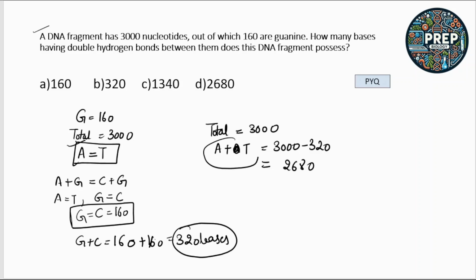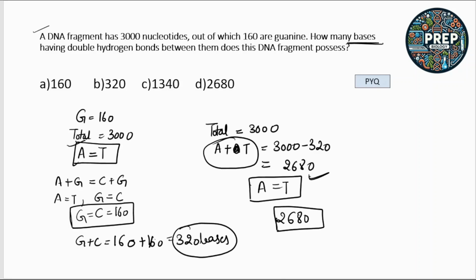So we know the double bond, but we have to find how many bases have double hydrogen bonds. So we know that the double hydrogen bonds are between the adenine and thymine. So we have to calculate the bases of adenine and thymine. So that is equal to the total number of bases in the given DNA fragment having double bond, 2680. This is the answer. Okay, so we have the answer D, which is the answer of this question.